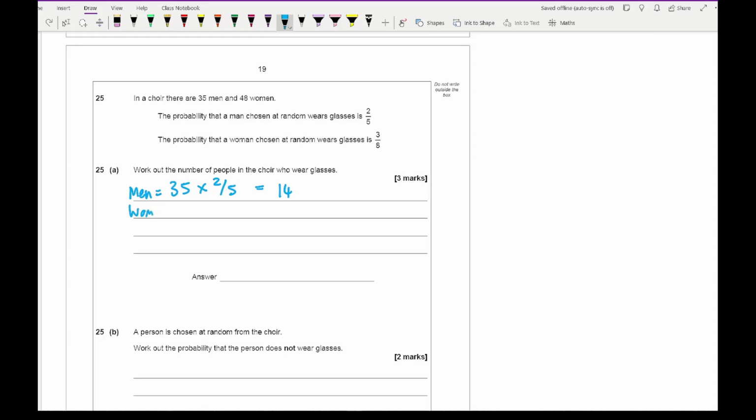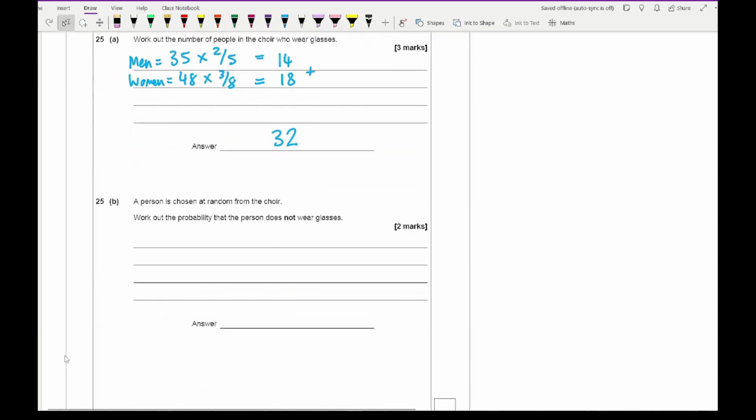Now if we repeat the same for the women, so again we've got 48 women and we multiply that by 3/8, and that gives us a total of 18. And so to work out the answer, all we then need to do is add these two numbers up, in which we get the total number of people who wear glasses in the choir is 32. Now looking at 25b, it then says that a person is chosen at random from the choir, work out the probability that they do not wear glasses.